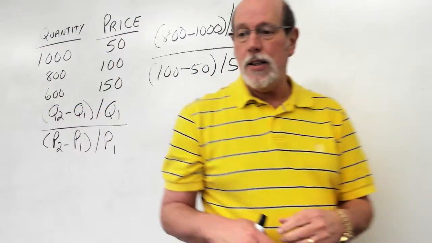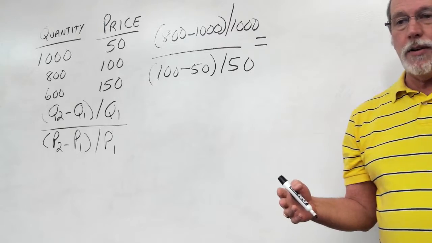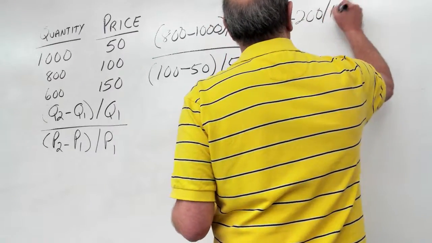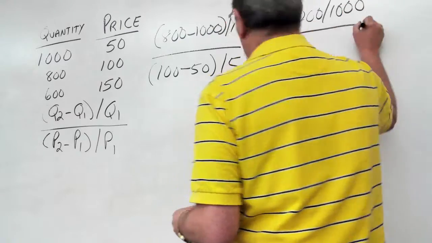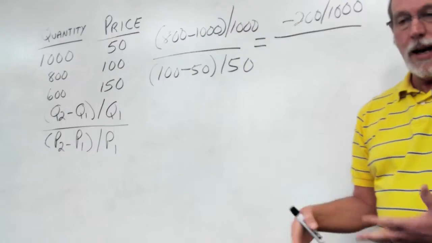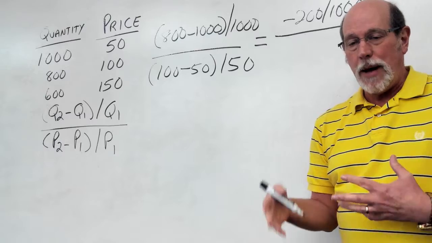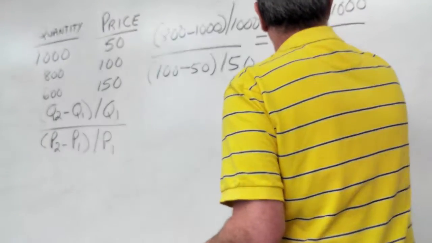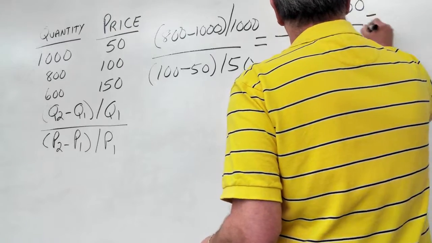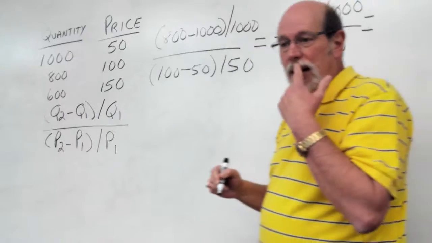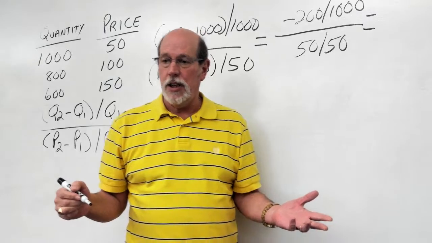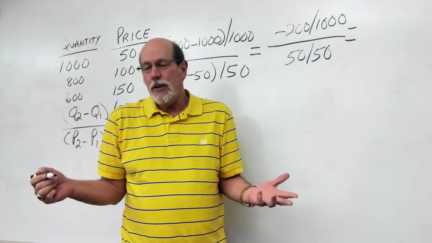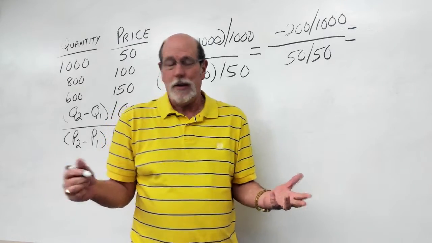So 800 minus 1,000, that's going to give us minus 200, divided by that 1,000. 100 minus 50 is going to give us 50. So the bottom figures would then be 50 divided by 50. The minus 200 divided by 1,000, that's going to give us minus 0.2. 50 divided by 50, you probably can do that by yourself. That's going to give us 1.